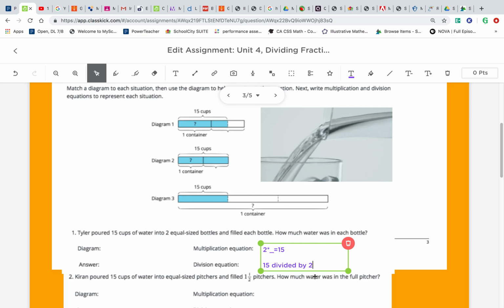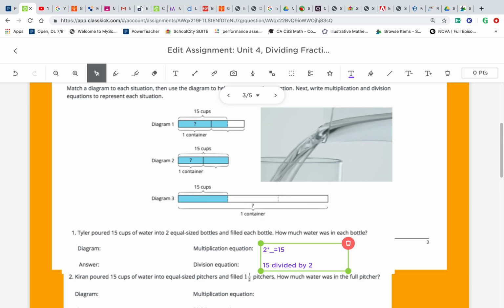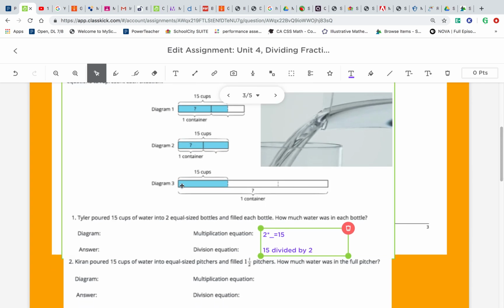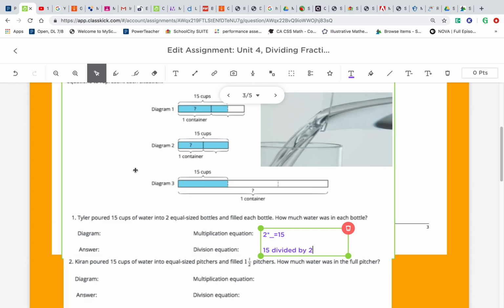Okay, for number 2. Let's look at our situation here. We have Kieran poured 15 cups of water into equal-sized pitchers and filled 1.5 pitchers. And then we want to find out how much water was in each full pitcher. Okay, so 15 cups of water, equal-sized pitchers, but only filled 1.5. So it's like he got one, he filled it all the way up, and then he got a second pitcher, but he only filled that halfway up. So we want to look for what can show that here. So if you look here, now this one, 15 cups, and you can see, well, there's actually 3 parts here. It's just one of the parts. So that's not going to match up.